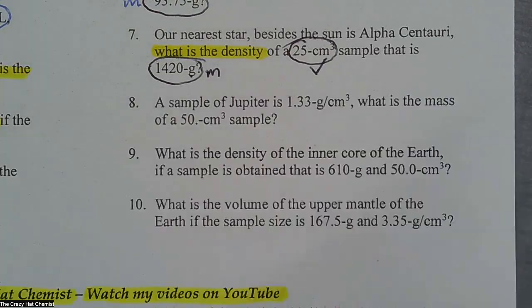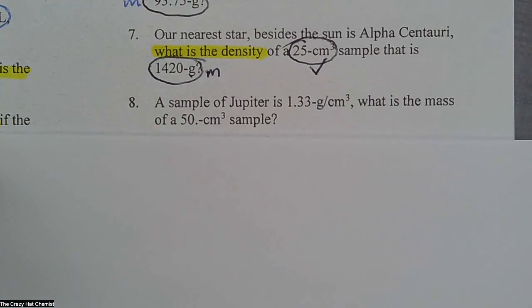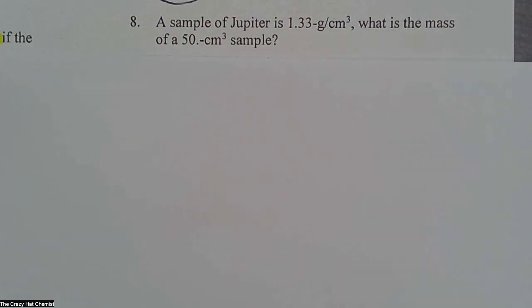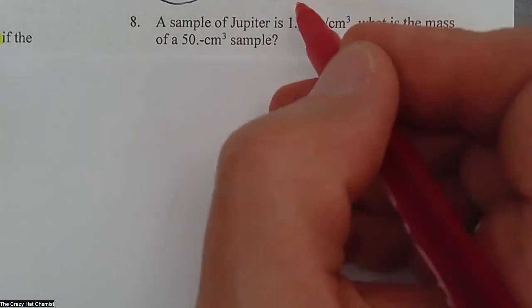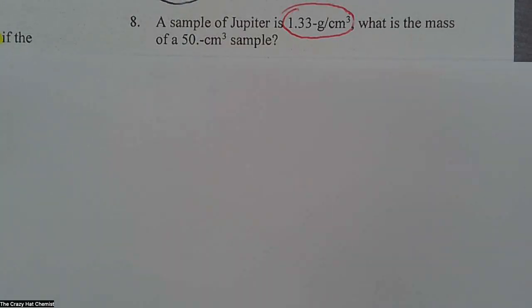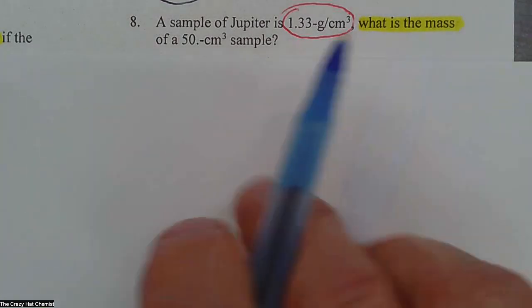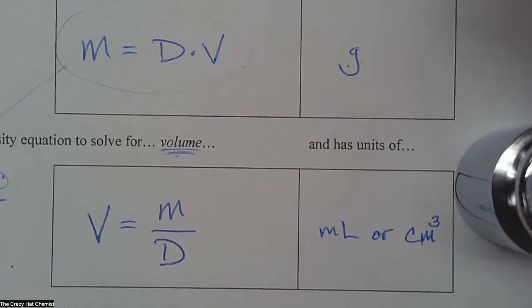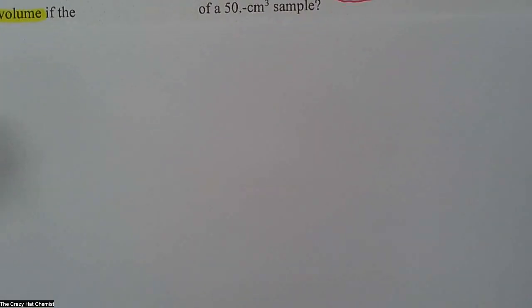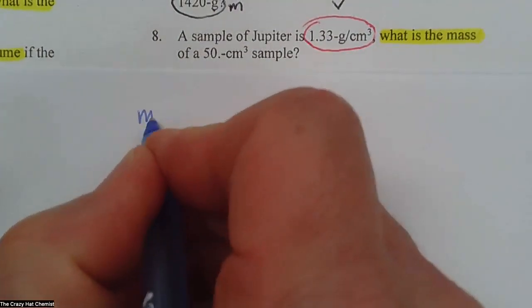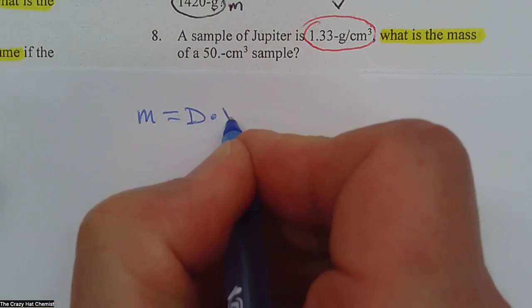So let's see if we can cruise on to problem number 8. All right, so number 8, it says a sample of Jupiter is 1.33 grams per cubic centimeter. Then it says, what is the mass? So I'm going to have to write down the mass equation. What is the mass equation? Mass is equal to density times volume.